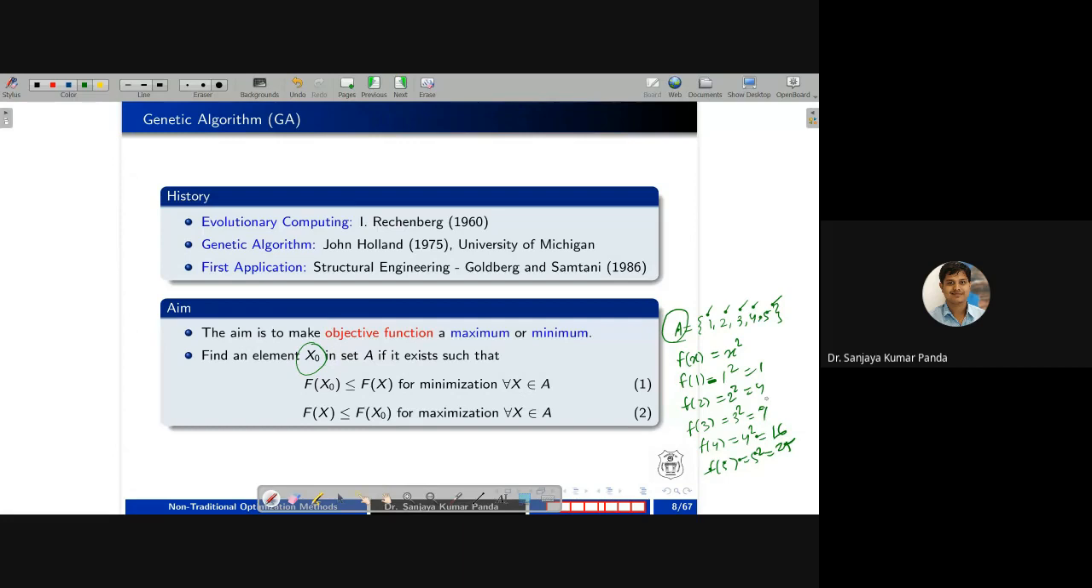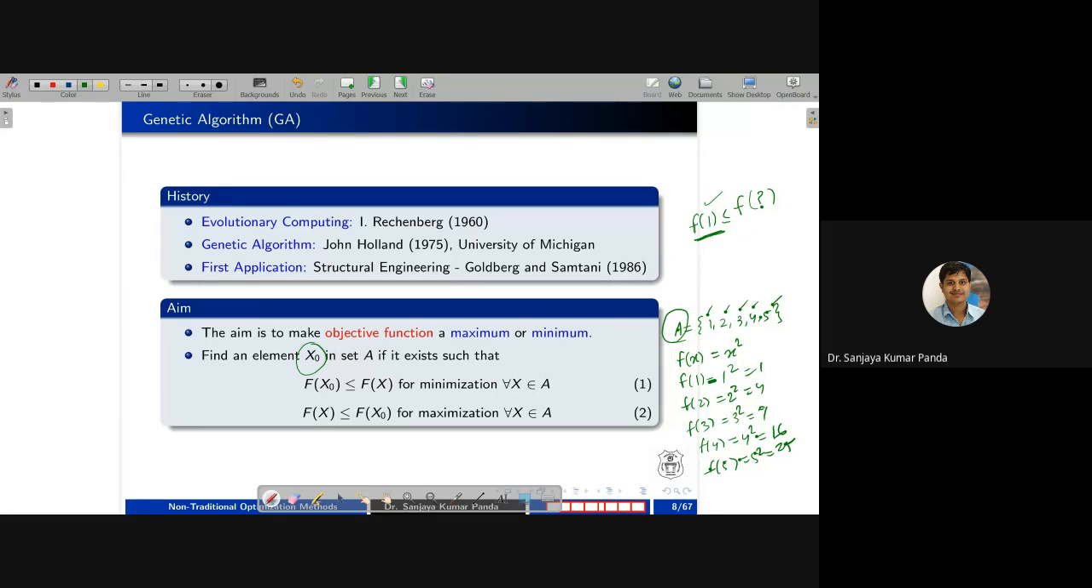So if you look into this particular solution, you can say the f of 1 value is less than all other values, right? You put 1, you put 2, you put 3, any value here, that value is greater than or equal to f of 1. So this x0 is the lowest element, the element for which the value is minimum. So if it is a minimization problem, the best value you will get is in the case of 1.